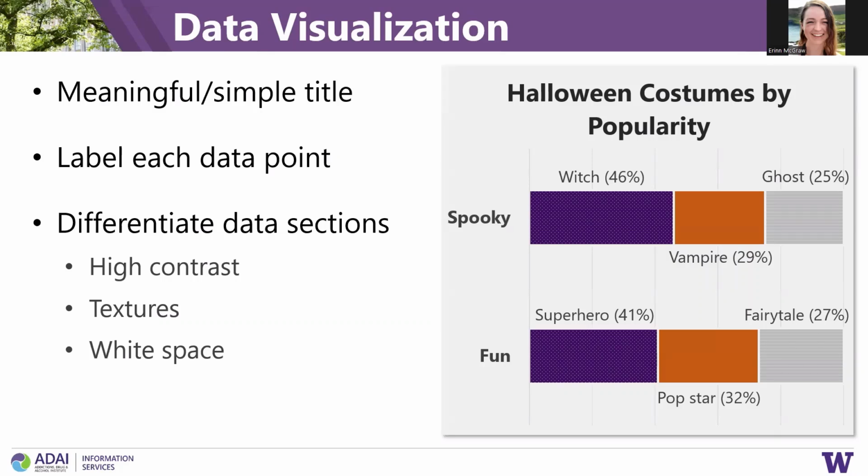You can use a high contrast ratio between each data section, like having a dark, a medium, and a light color. You can use textures besides solid color. And you can even add white space between the sections so each is distinguishable as its own shape. And you can do that by clicking on the section and adding an outline to it. The graph here is an example that uses all of these methods for accessibility.